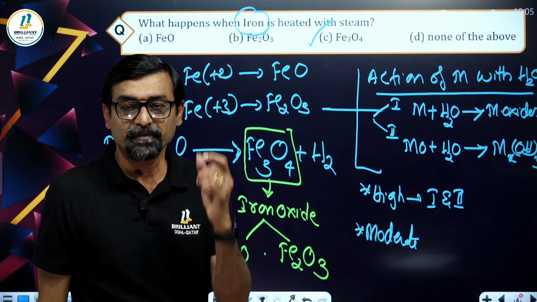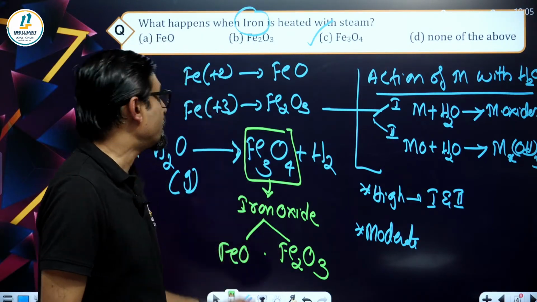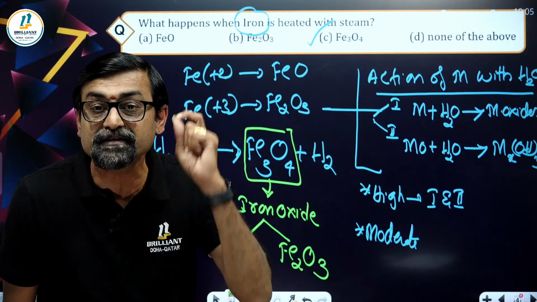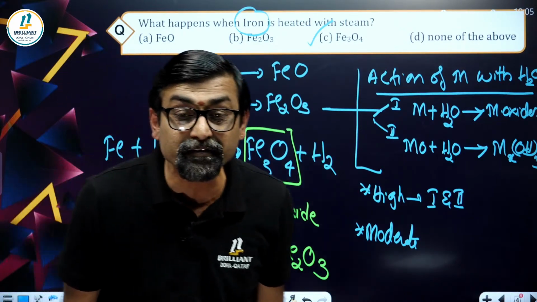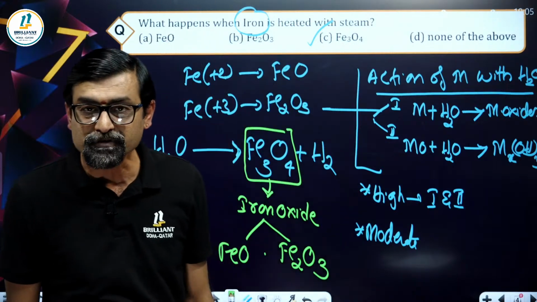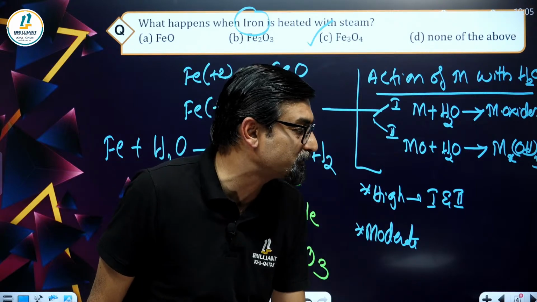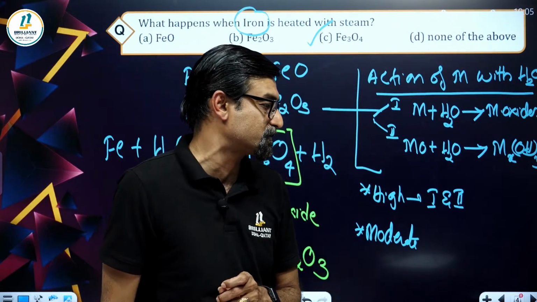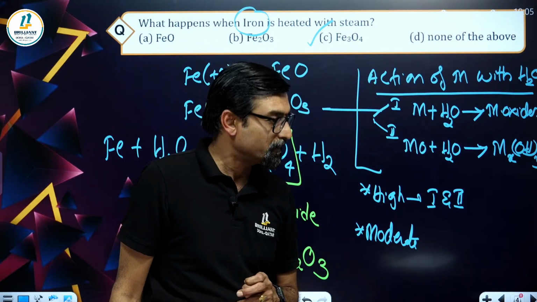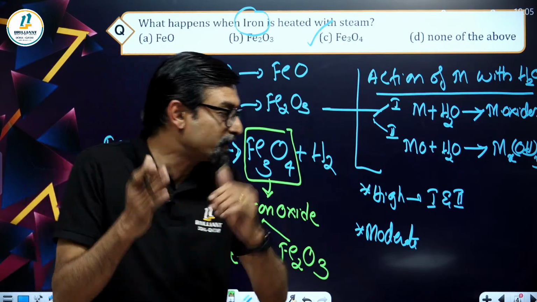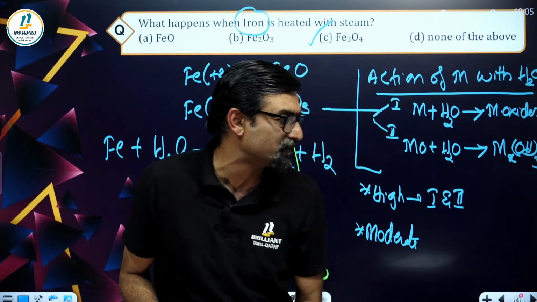Am I clear, all of you? This is called iron oxide, and this is formed when iron is reacting with steam. Am I clear, all of you children? Any doubts? Yes, Fe2O3 is rust, ferric oxide. Very good children. Yes, magnetic iron oxide. Very fantastic.